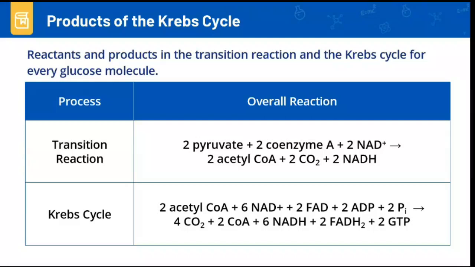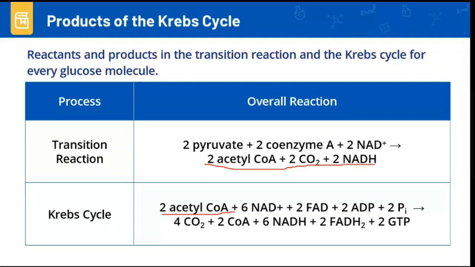So for your transition reaction, there are two pyruvate plus two coenzyme A plus two NAD, which will give us the product two acetyl coenzyme A plus two molecules of your carbon dioxide and your two NADH or energy carrier NADH. Your Krebs cycle, we're going to use this byproduct of your transition reaction for this Krebs cycle to occur.